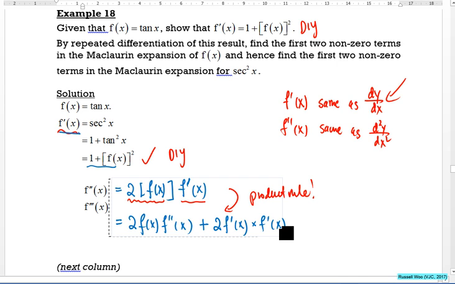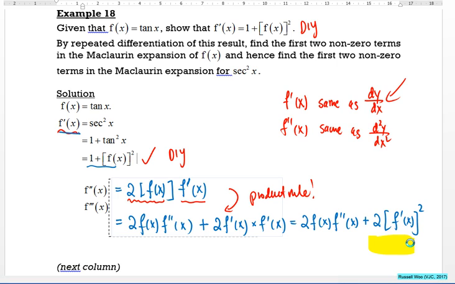If we simplify this a little bit, it's actually 2f(x)f''(x) plus 2[f'(x)] squared. I would like us to look at how I write this: put square brackets outside and then put a square here. Don't be lazy, so that you know exactly what is happening. It is f'(x) times f'(x), so it's f'(x) squared.